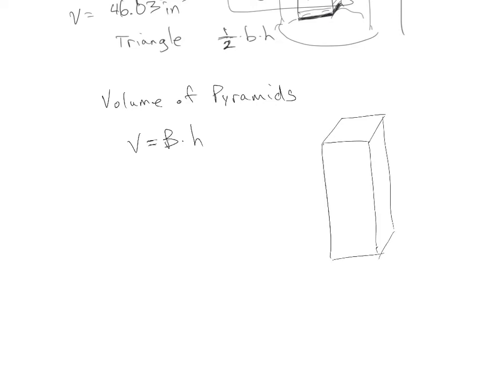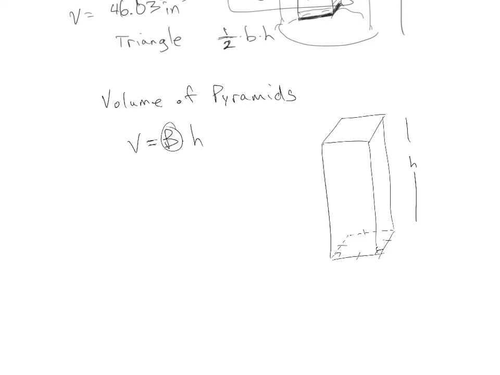A pyramid is still the area of the base. So you still have to find the area of the base, no matter whether it's a pyramid or a prism. You have to identify what the base is. And in this case, I'm saying this is a square, so you know what the area of a square is. And then you multiply it by the height.